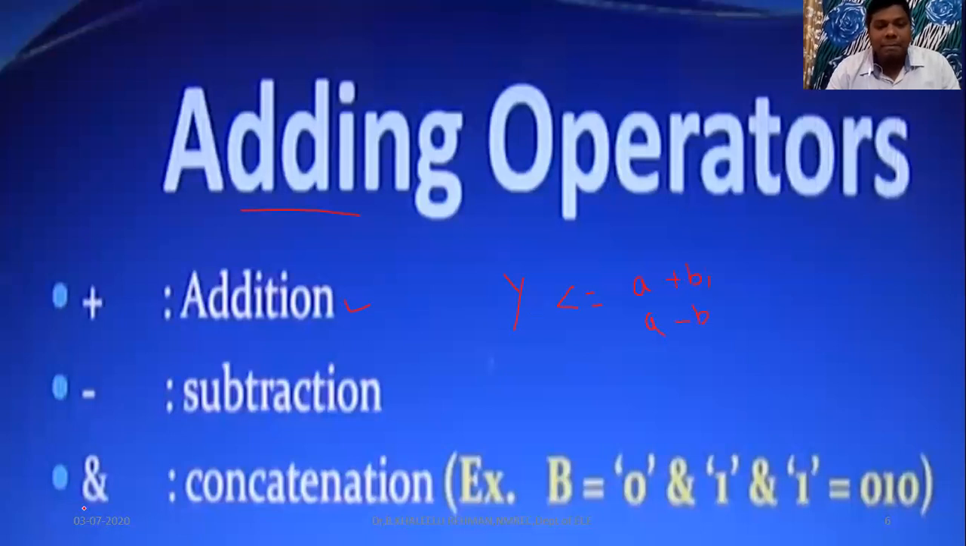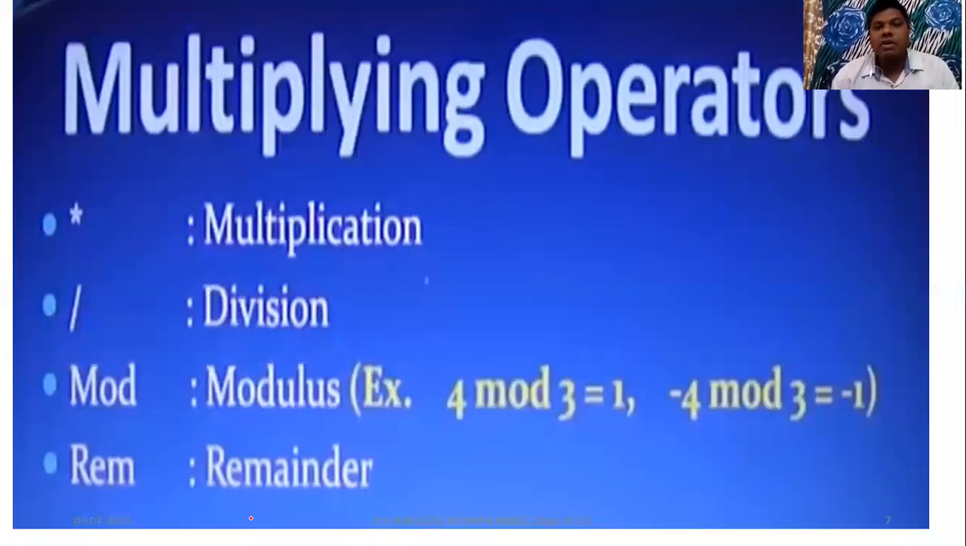The ampersand symbol is used for concatenation, meaning to merge. For example, if B is '0' and '1' merged with '1', it will print 0, 1, 1 in the output. If you remove one of them, it will show 0, 1 in the output. This is used for concatenation. Then we have the multiplying operators, the asterisk for multiplication. For example, Y is A asterisk B.